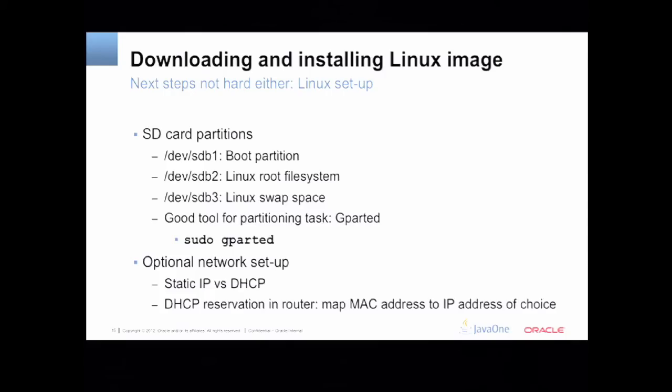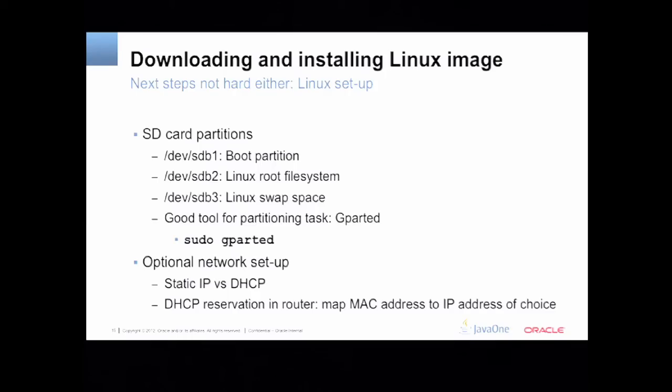There is optional networking setup. I believe by default the system comes with DHCP. You could configure it to have a static IP if that is what you prefer, but it would amount to changing a couple of networking files. Another approach, which is what I usually do if I want a fairly constant IP address, is you could do a DHCP reservation, where essentially you map a DHCP address to the MAC address of the device.